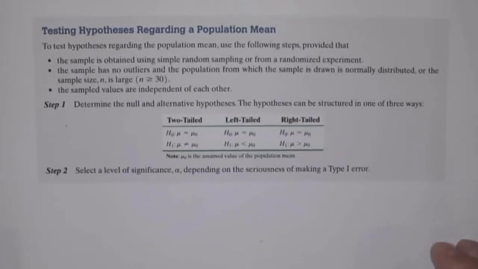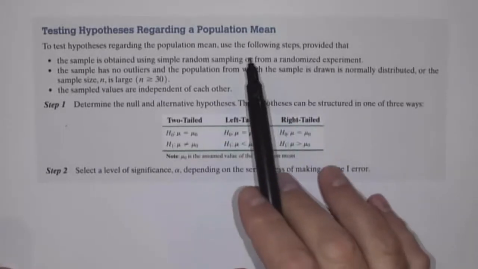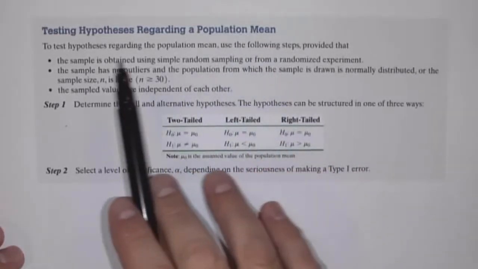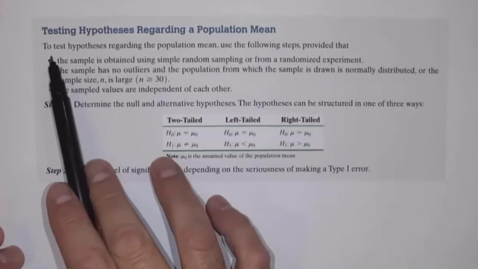In this video, we're going to look at testing hypotheses regarding a population mean. So the hypothesis test for a population mean is going to be based on students' t-distribution, just like confidence intervals were based on students' t-distribution, provided that we meet the following conditions.